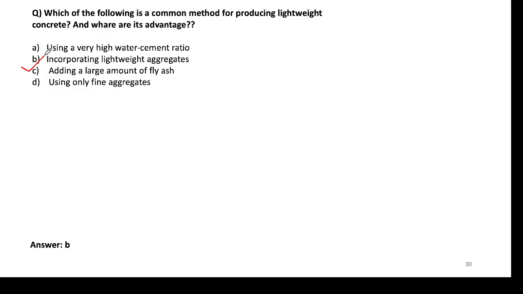And if we use high weight aggregate, like for example lead and magnetite, which is iron, when it's very high in that aggregate, we can also produce heavyweight concrete. Typically that is used in nuclear shielding in nuclear power plants, where we will use very high weight aggregates, like aggregates made up from lead, or even made up from steel, like cut steel in an aggregate form.